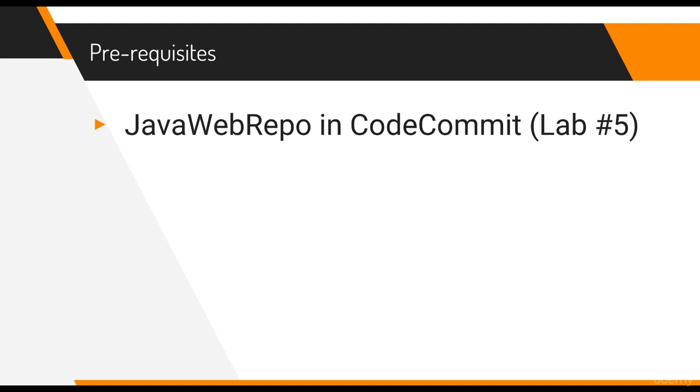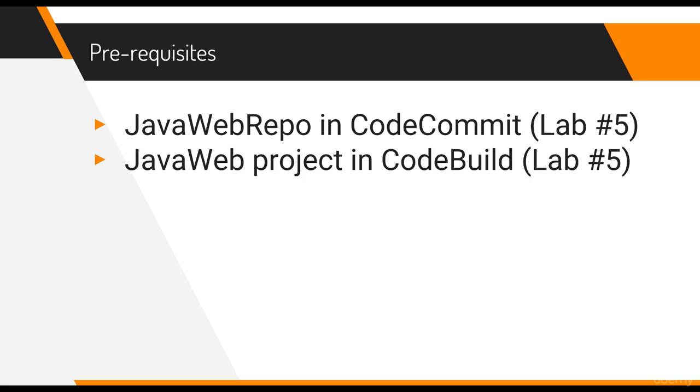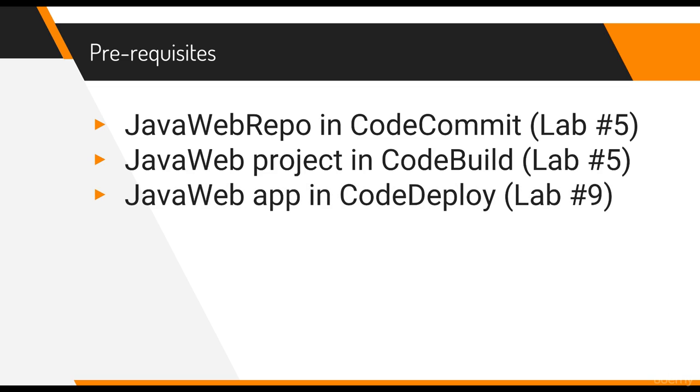So for this lab, we have some prerequisites. You should have the previous labs created in your account. If you don't, you will have to go back to these labs and make sure that you finish them. First prerequisite is having the Java web repository in your CodeCommit. You should have the Java web project in your CodeBuild. This also has been created in lab number 5. You should have the Java web application that was created in CodeDeploy. This was in lab number 9.